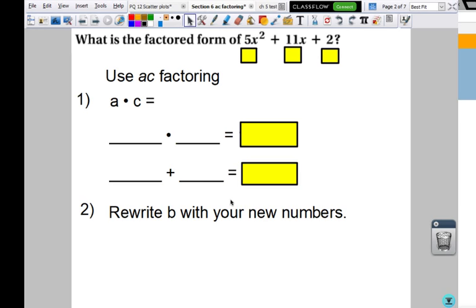Now when you guys did end-middle factoring, what did every single problem have in common? They all had numbers. They're all whole numbers. That's true. It's very true.